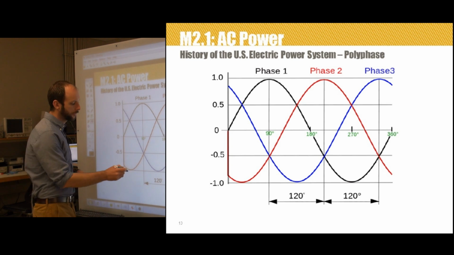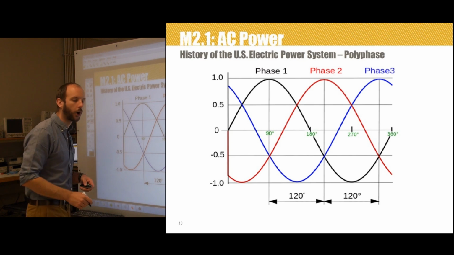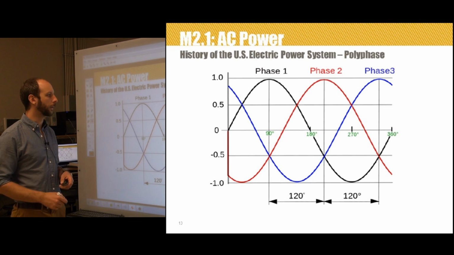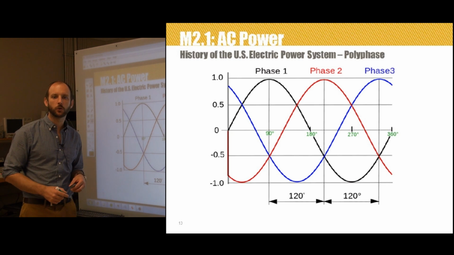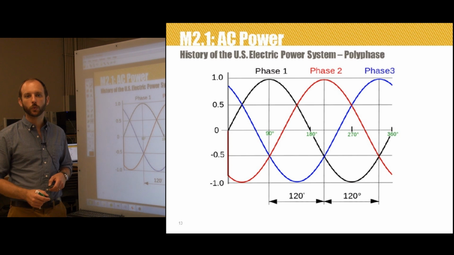And you'll notice that the phase angle between the peaks is always 120 degrees. So from A to B is 120, from B to C is 120. This 3-phase system can be utilized to deliver constant power to loads.